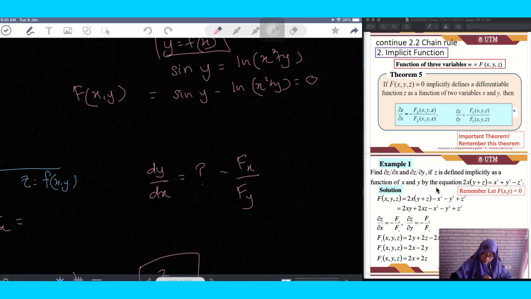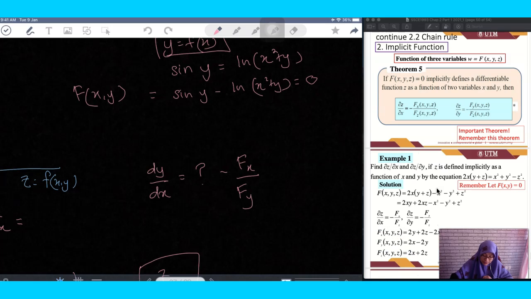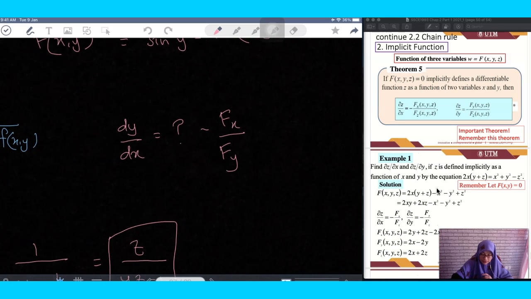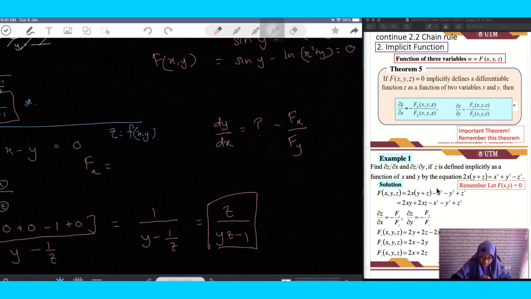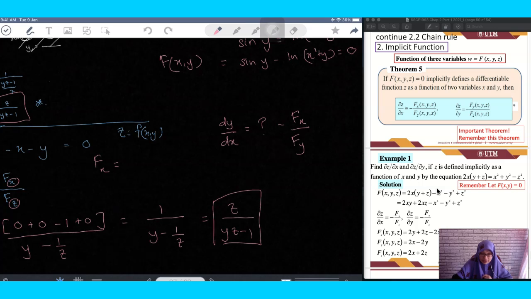Okay, so even though you have d, you have del, the formula is still the same. Now don't forget to put the negative f. Okay, so now look at an example.